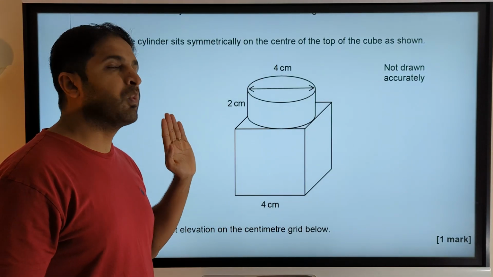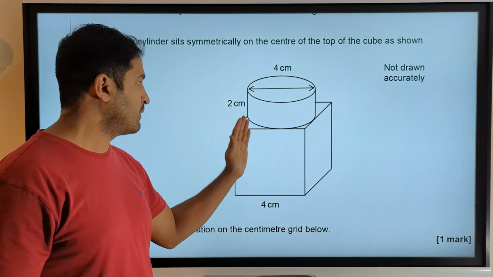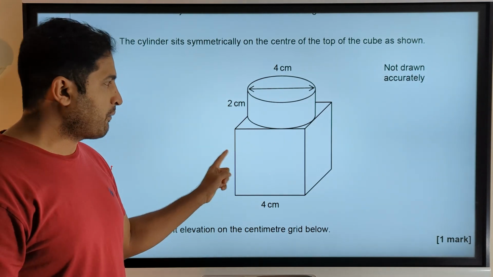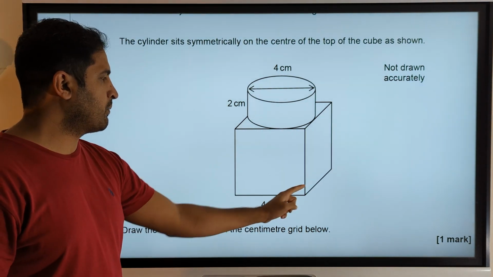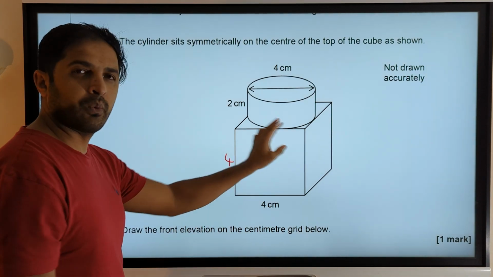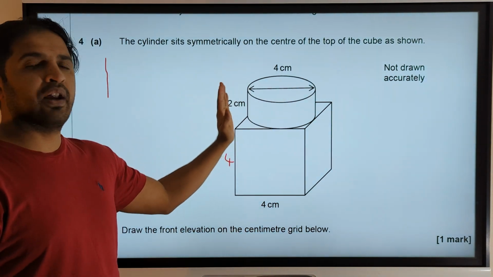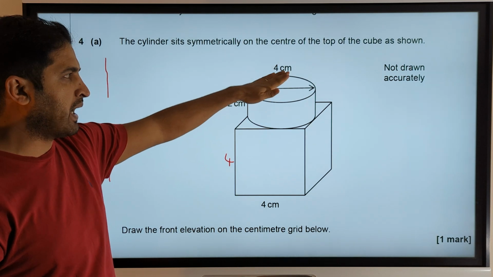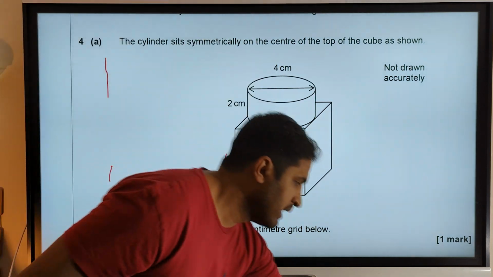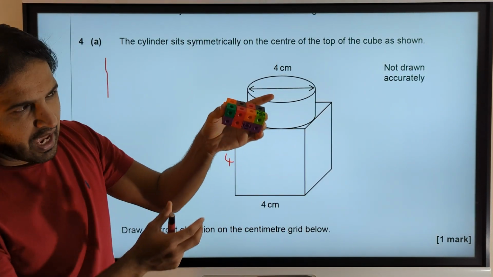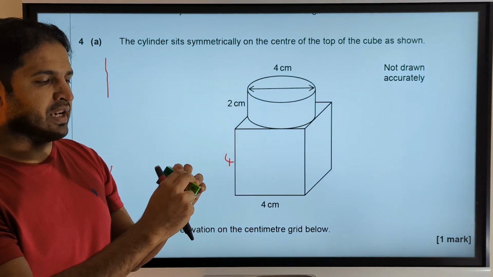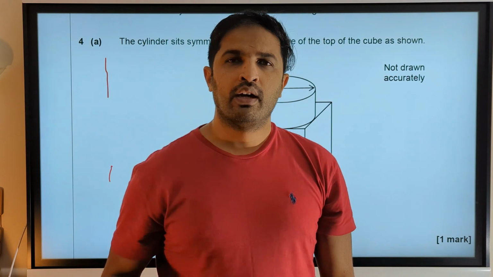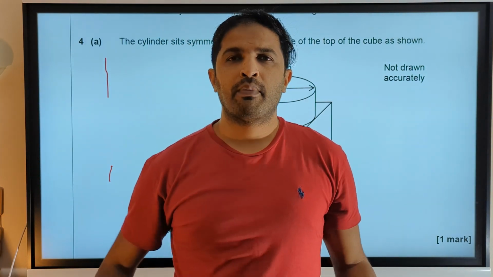Front elevation means what this shape looks like if you look at it from the front. So from the front, all I'll be able to see is that square, 4 by 4 square, and I'll be able to see that rectangle. I won't be able to see the top part unless someone showed me slightly that way. Then you can see the top part.